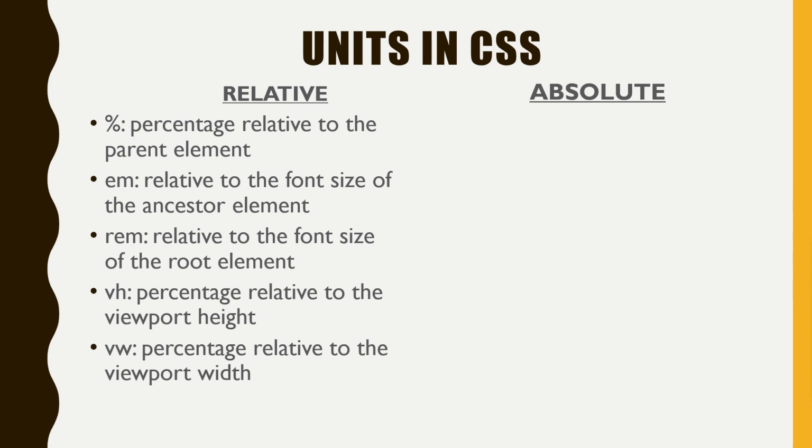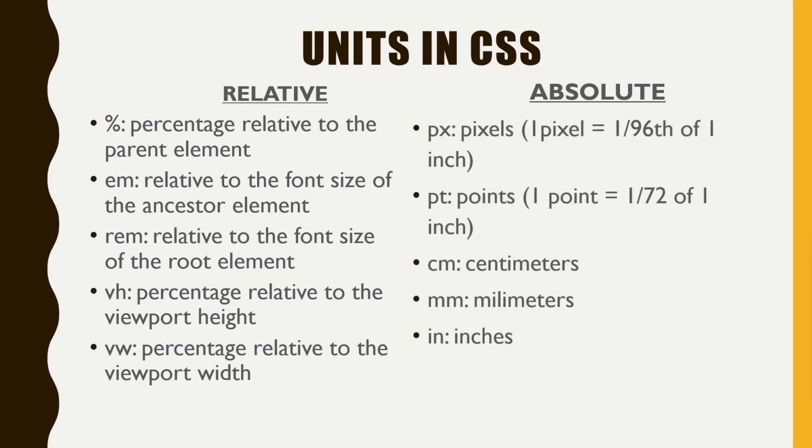On the other hand, absolute units are not relative to anything. They have fixed values. Examples of absolute units include pixels, points, centimeters, millimeters, and inches. It's good to remember that 1 pixel is equal to 1/96th of 1 inch.